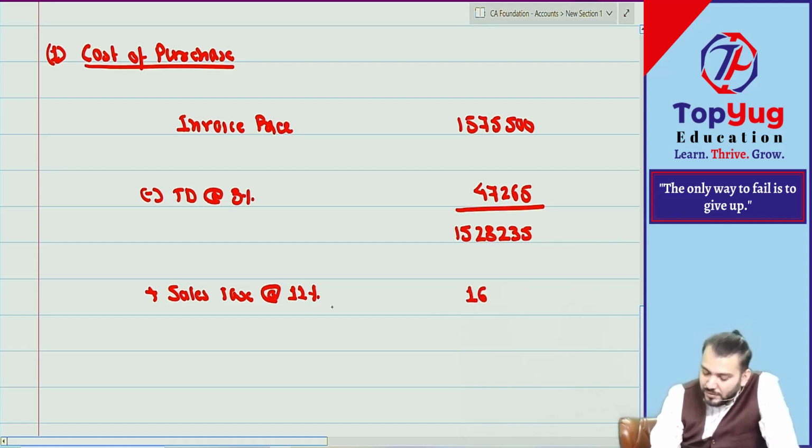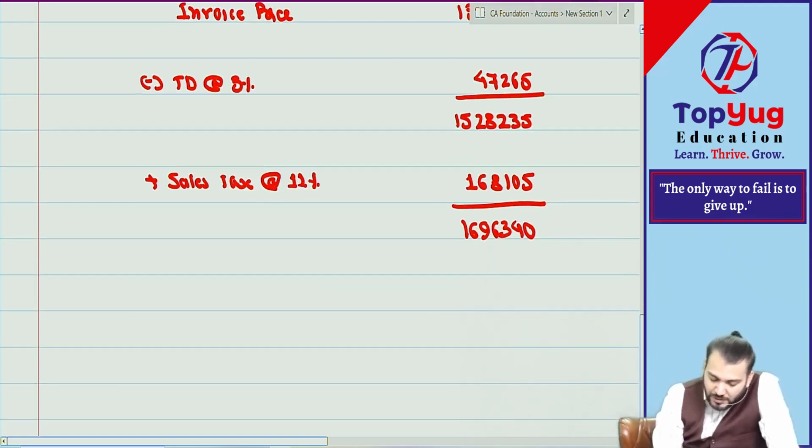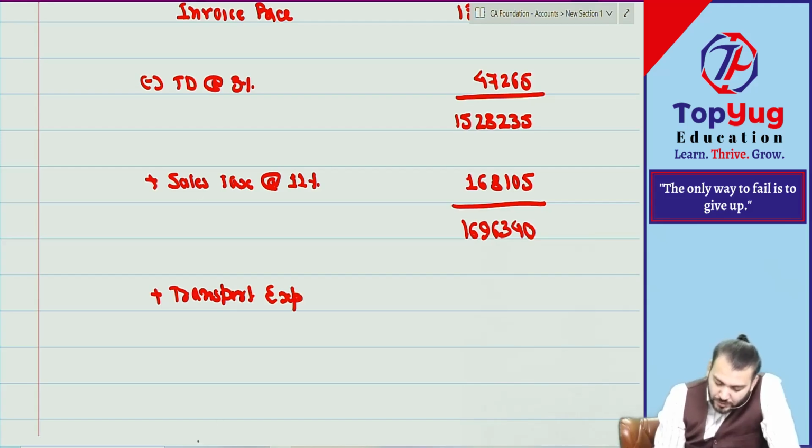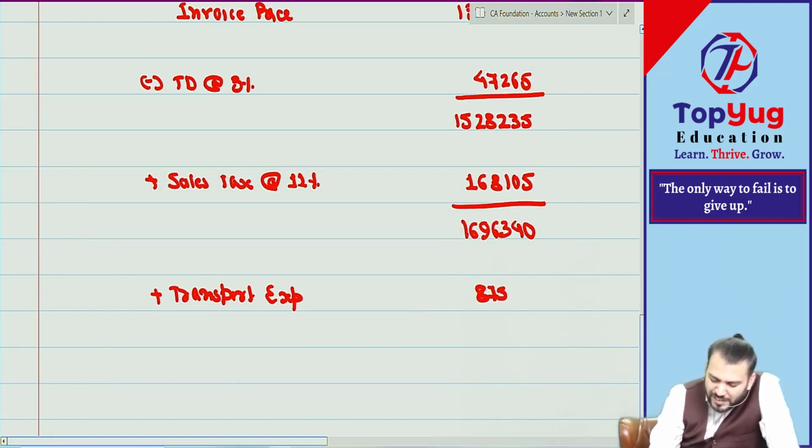11%, na? 1,68,105. So this becomes how much? 16,96,340. Then in this what will we add? Transportation expenses they have given. So what is transportation expenses? Tell me. This is given 87,500. Means packing and transportation expenses, you can say both only.